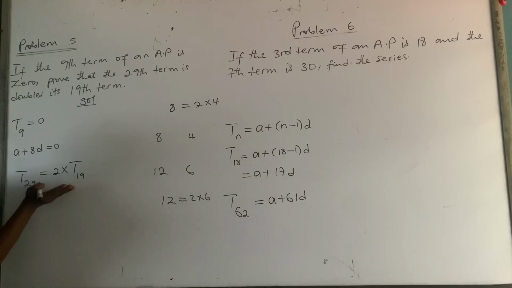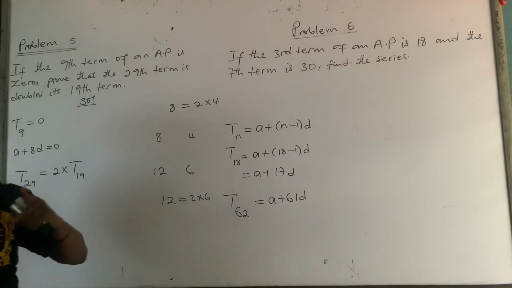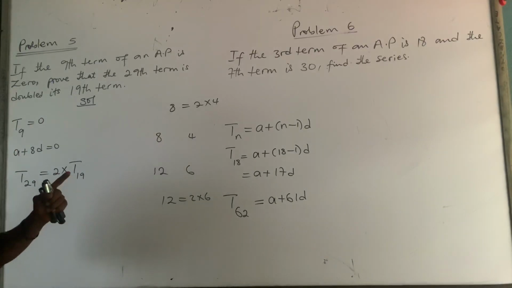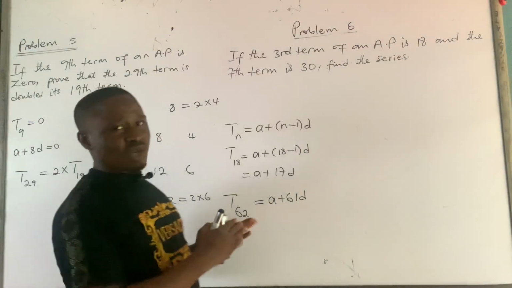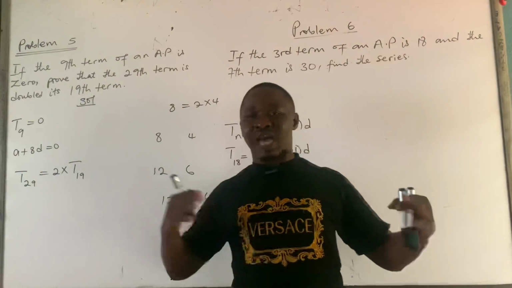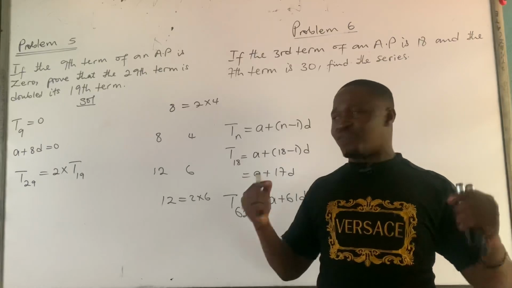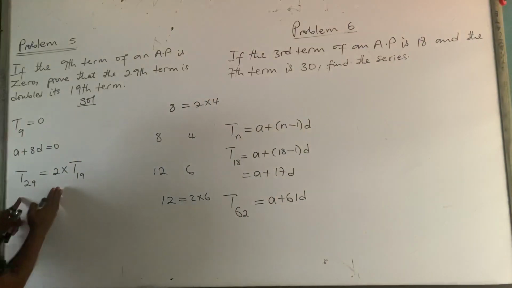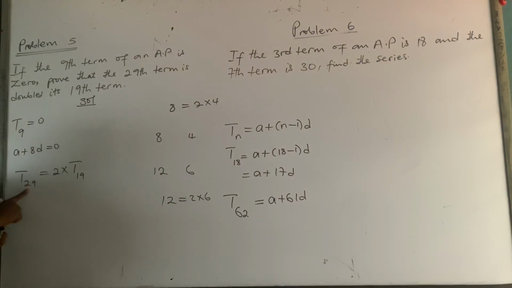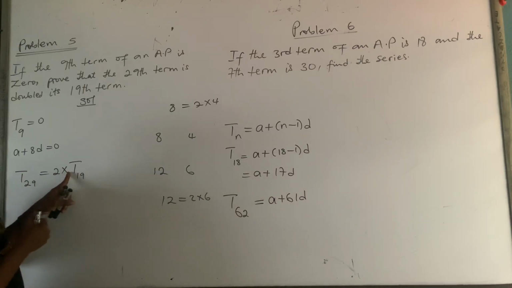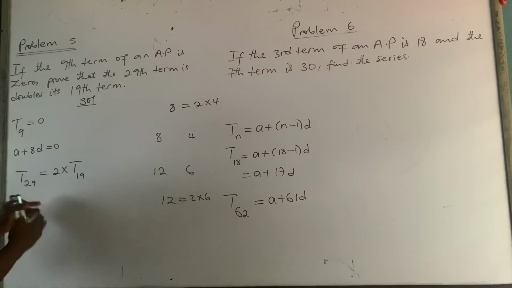So if we work this one, we must have equal sides. The left hand side is equal to the right hand side simply because they are equal. Two sides can only be equal if they have equal values. So now we can see T subscript 29 equals 2 times T subscript 19. If at the end of everything we are able to display equal sides, then we prove that this is equal to this.